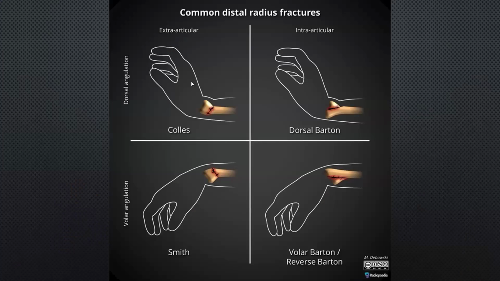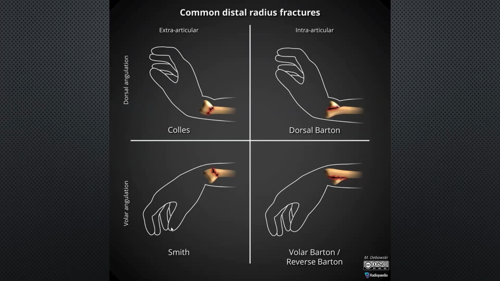The most common ones: you have extra-articular, which means a horizontal fracture, or intra-articular, which means a vertical fracture. Intra-articular is dangerous and needs surgery. So you have dorsal angulation, which means the hand is in a dorsal position, or volar angulation, which means the hand is in a volar position.